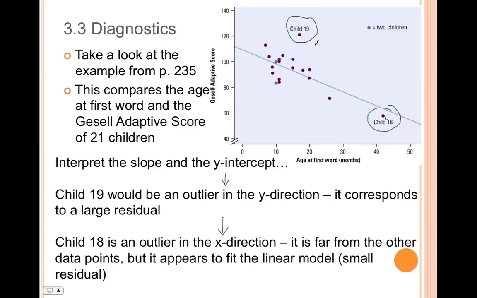So these two children, child 18 and child 19, are going to be the two outliers that we're looking at here. Child 18 is an outlier in the x direction. Child 19 is an outlier in the y direction.